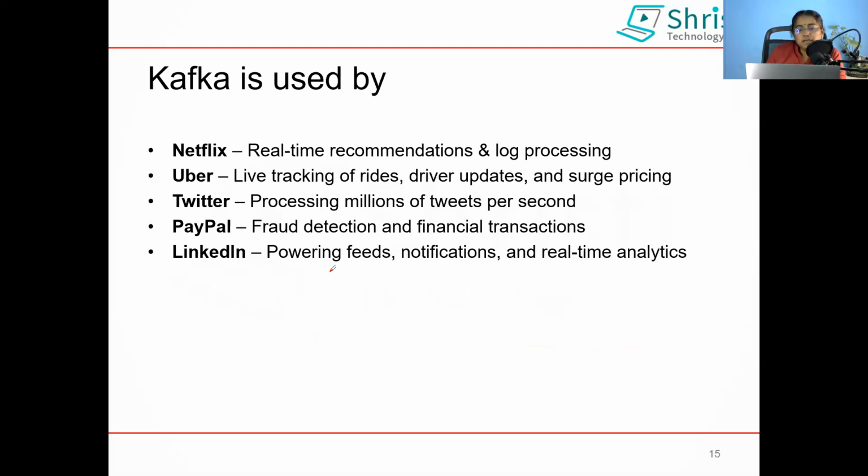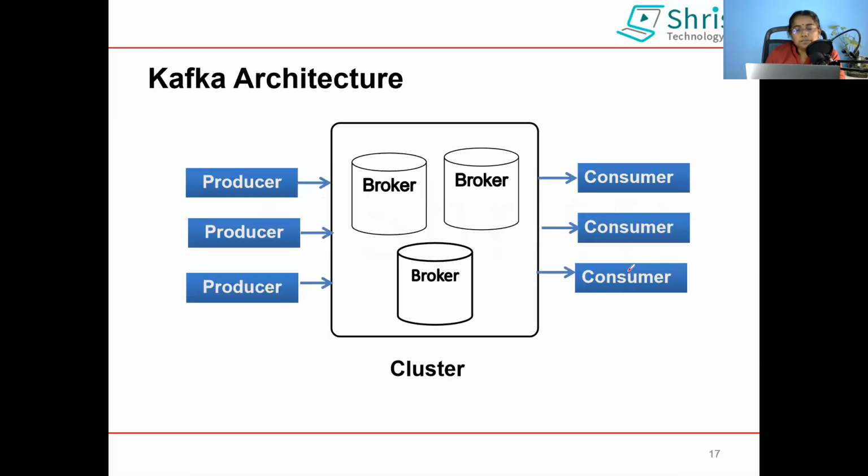Who all are using Kafka? You told Netflix, Uber, Twitter, PayPal, LinkedIn. LinkedIn is for powering feeds, notifications, and real-time analytics. Okay. This is the Kafka architecture. So there are many producers who are going to produce data and send the data to a broker, then there are consumers who are going to consume the data.